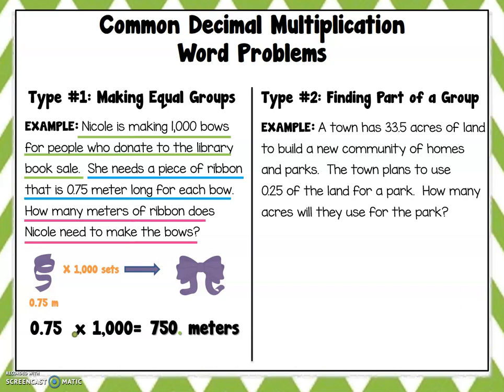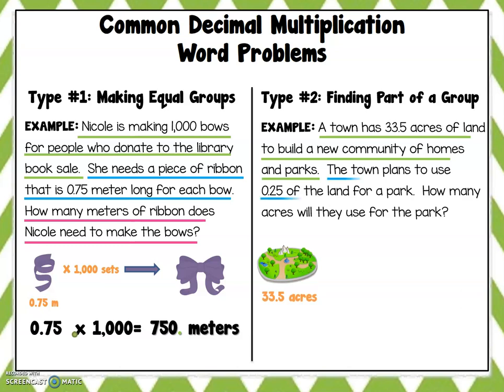Okay, so this makes sense to me because I remember when the town was trying to decide what to do with the crossings. So I imagine that this is something towns have to decide a lot. So the first sentence reads, a town has 33 and 5/10 acres of land to build a new community of homes and parks. So I'm picturing a park or an open space that's 33 and 5/10 acres. The next sentence says, the town plans to use 0 and 25 hundredths of the land for a park.